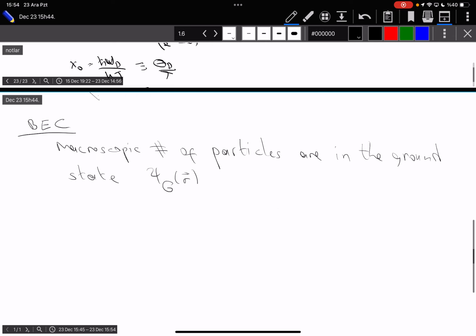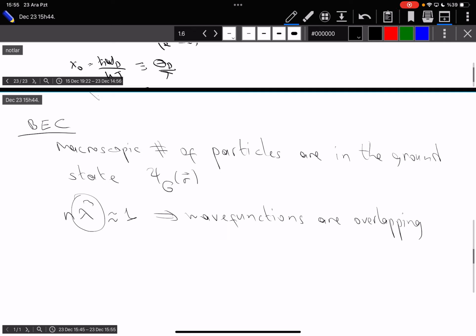Also keep in mind that the Bose-Einstein condensation basically appears when n lambda cubed is around 1. Which means that, you see, lambda is basically the size of the quantum mechanical wave function of the atoms. So this basically tells me that the wave functions are now overlapping. So you get the Bose-Einstein condensate when the wave functions start to overlap.